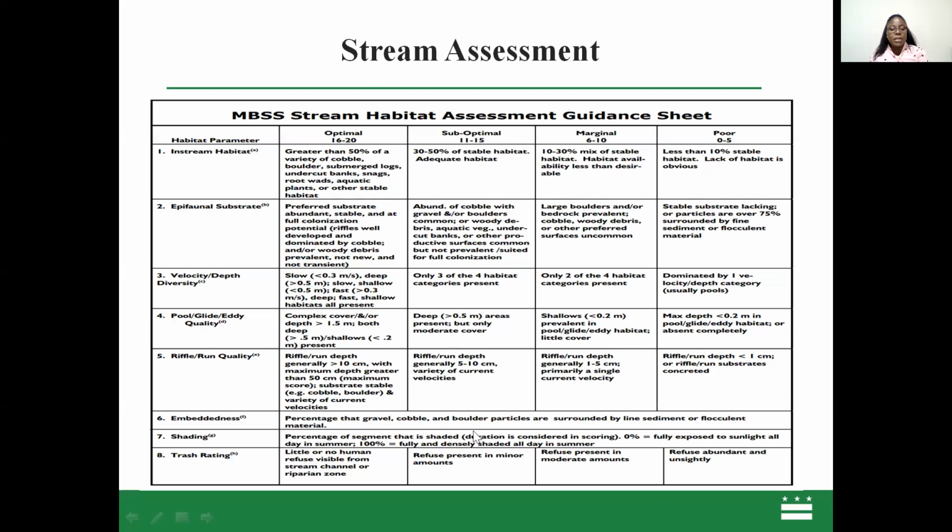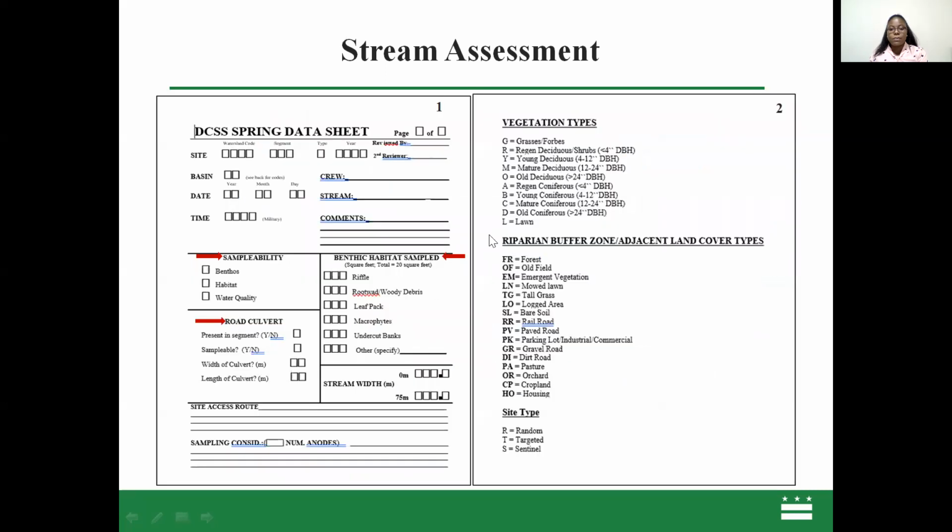The last one here is the trash rating. So we look at the amount of trash present within the stream, and we evaluate and rate it based on the numbers present here on the sheet.